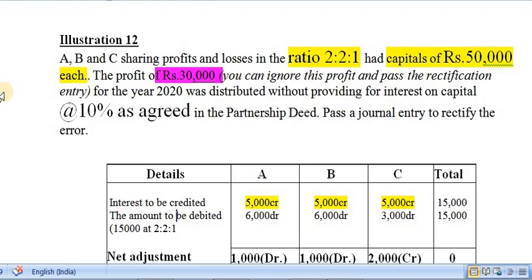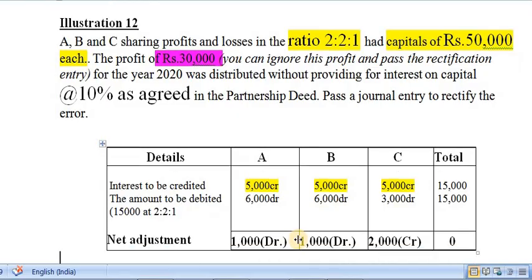We distributed more than 15,000. Actually, we distributed 30,000, but that is not relevant. Half of that is okay anyway. In this case, you have to take back only 15,000, and take it back in the old profit sharing ratio, 2:1:1. So finally, in case of A, rupees 1,000 debtor, B 1,000 debtor, C 2,000 credit.